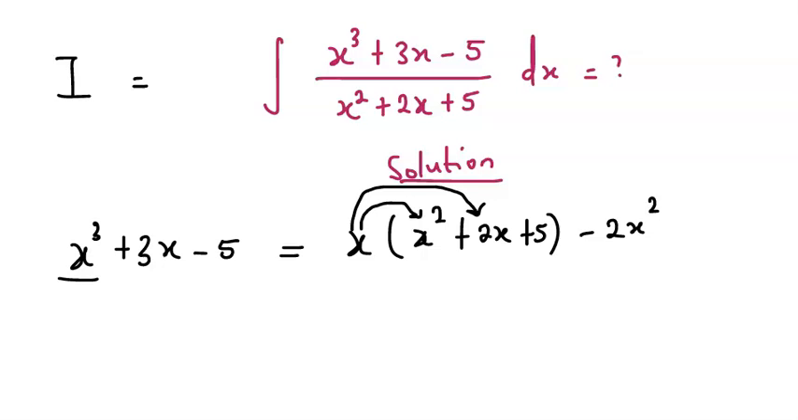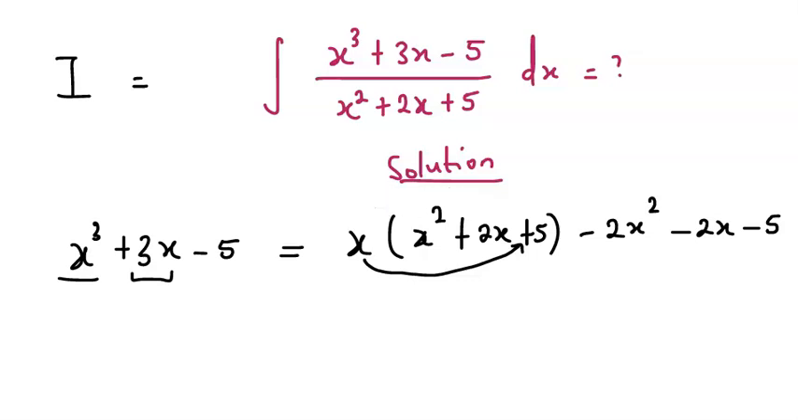Then x multiplied by 5 gives us positive 5x, but on the left hand side we only have positive 3x. It means we're going to subtract 2x, because positive 5x minus 2x gives us 3x. But don't forget, we have a negative 5 here, so on the right hand side we're going to have a negative sign as well. So at the numerator we're going to rewrite it in terms of the right hand side. You get the idea? So let's erase some things here.